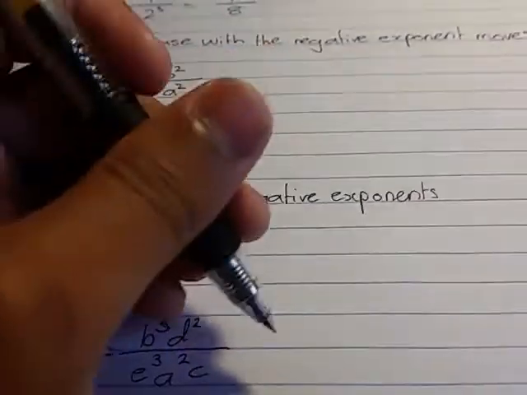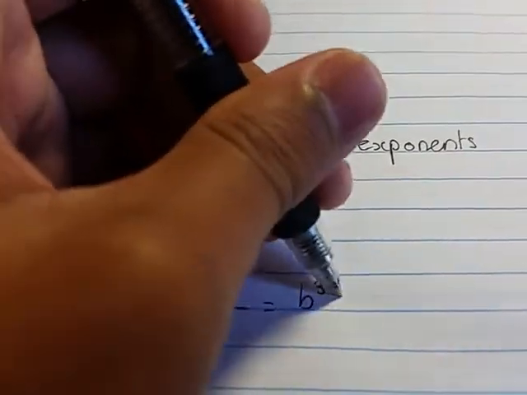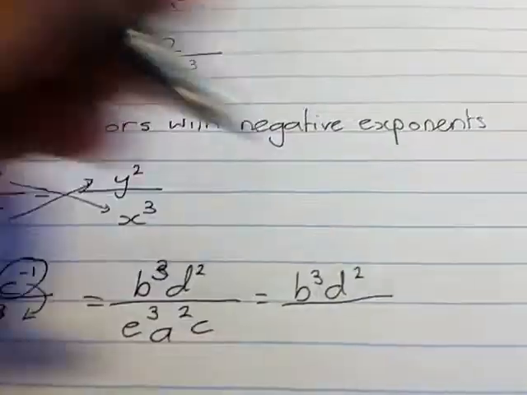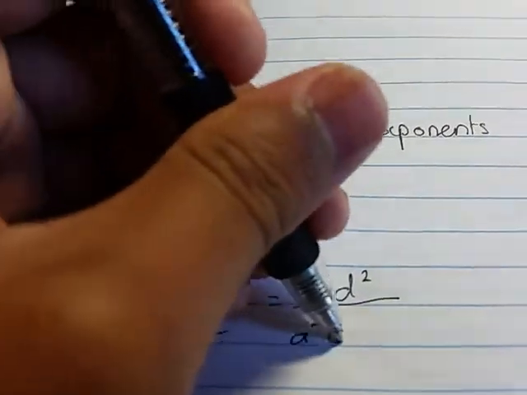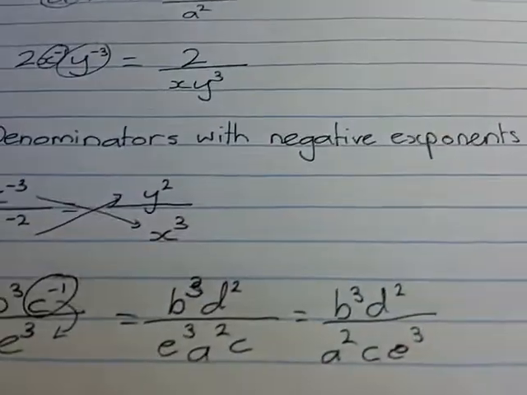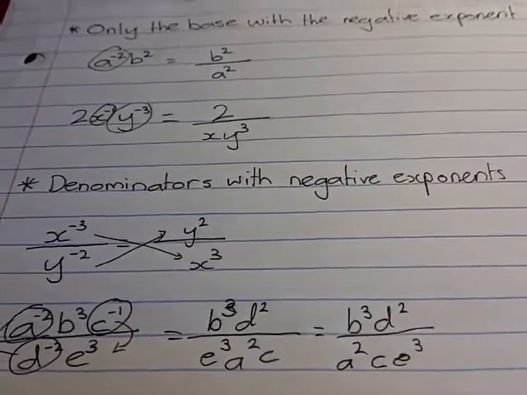And if you want, you can just make it a little neater. Put in alphabetical order, as that is what you are required to do. So a squared, c, and e to the 3. And there you have it. There's your final answer there.